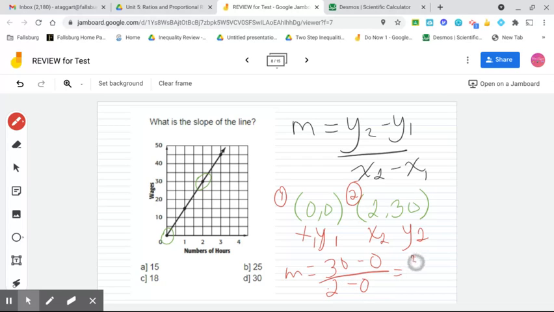Then I'm going to simplify. So 30 minus 0 is 30. 2 minus 0 is 2. And here, when it's slope, you do want to simplify it. If you can, you don't want it to be a decimal. But 30 divided by 2, I can simplify to be 15 over 1 or just 15. So it looks like A is my answer here.